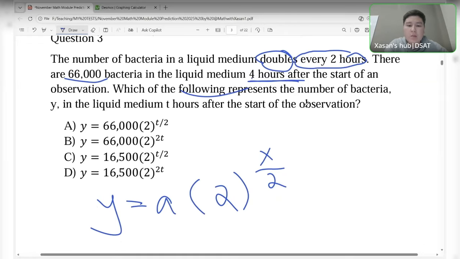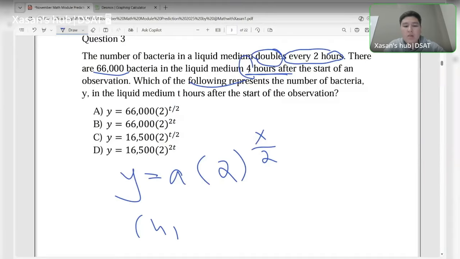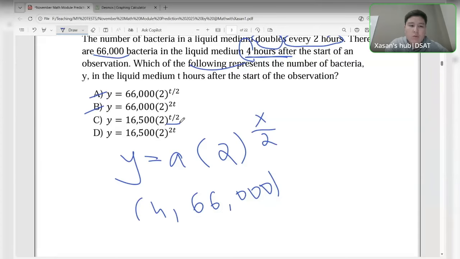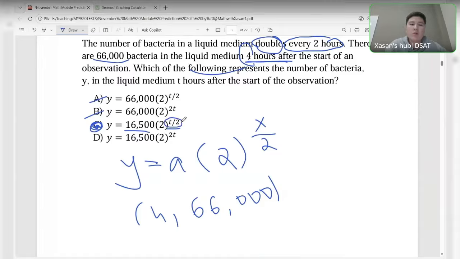And then guys, it is something like the function here, and we know that when x is 4, the value is 66,000, right? So you can easily eliminate options A and B, because 60,000 cannot be our initial value. It must be something less. And we have C and D, and 1 in the power T over 2 is the correct answer. That's all, guys. Find the initial value, doubles, and look at the power. It must be T over 2 if it is increasing every 2 hours. That's all.